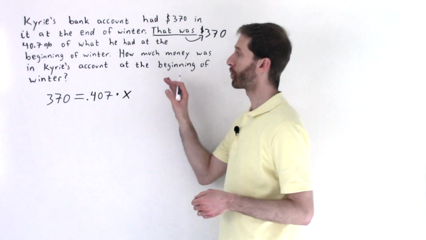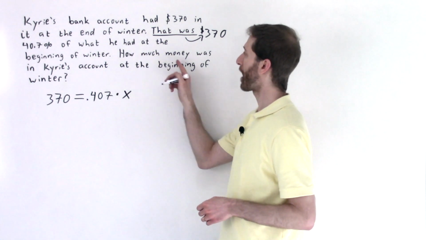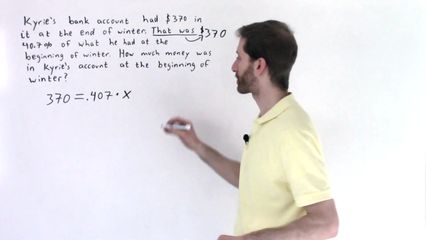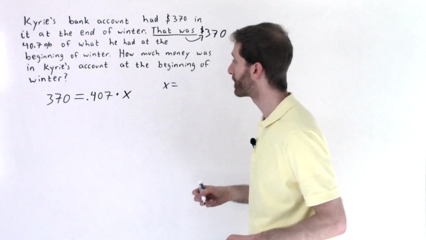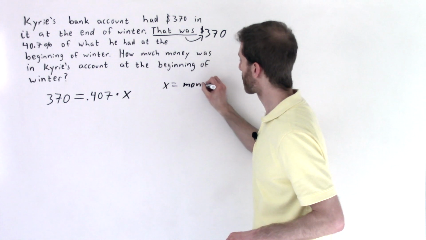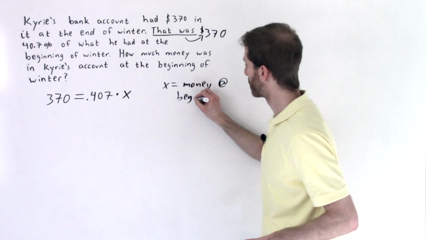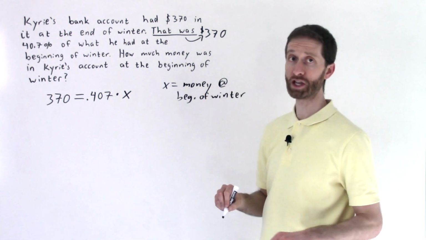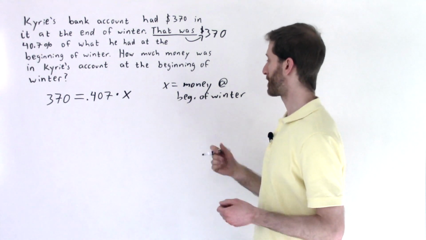Now, we'll read the rest of the word problem, but we've already translated, so we kind of know what we're going to solve for. This then says, how much money was in Kyrie's account at the beginning of winter? That would be the X value. So I'm going to define my X value as usual, so you're not wondering what it stands for. X equals money at beginning of winter. I am greatly abbreviating here. Depending on your teacher or on you, you might not want to abbreviate. So X equals the amount of money at the beginning of winter.